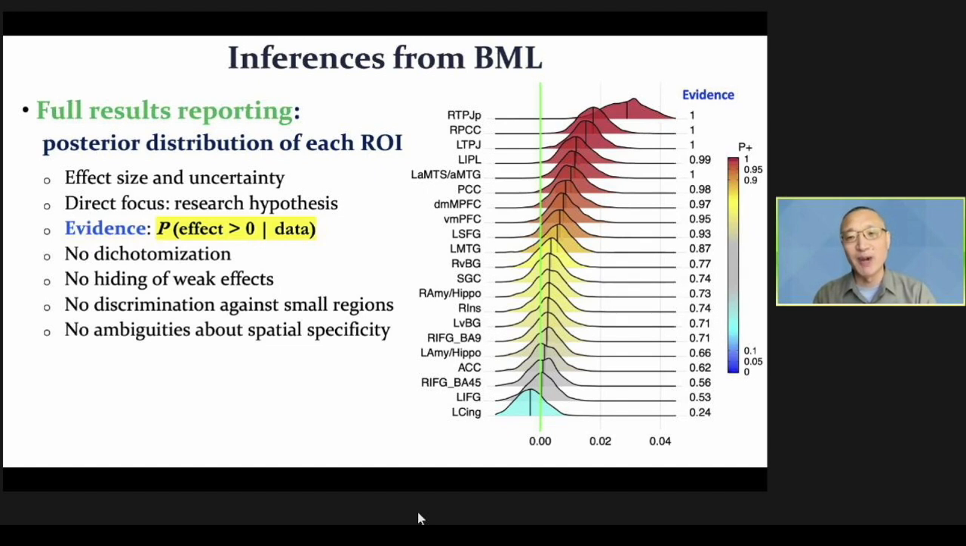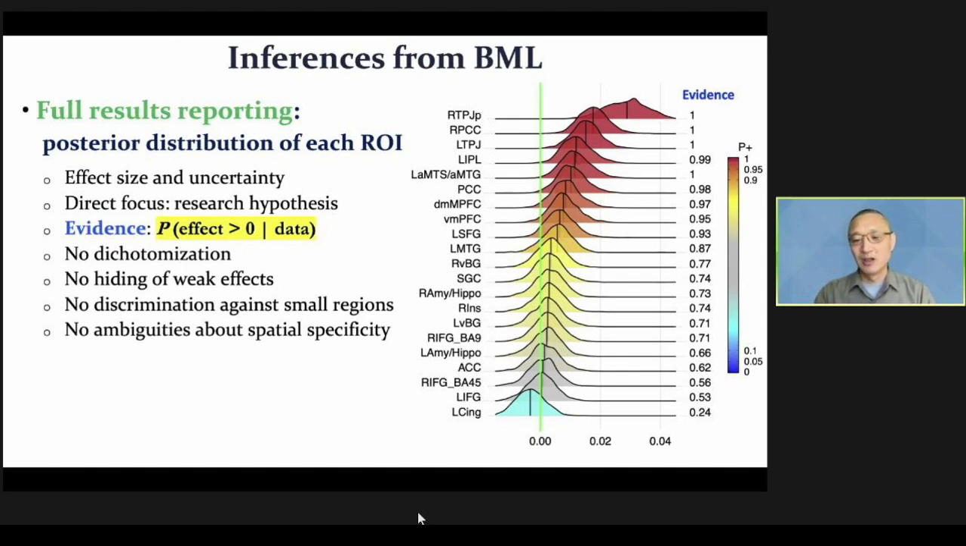So with this model, we solve it, then we get the results. Let's see what we can get out of the model. On the right-hand side, among those 21 ROIs, we show the posterior density plot, the histogram or the distribution of each effect. On the right-hand side of each posterior distribution, you can see a number. That number basically shows the statistical evidence. The green vertical line is the zero effect. So the evidence is the area under the curve on the right-hand side of the green line. So you can present all the 21 regions without filtering, no hiding. The effect size is there, the uncertainty is there. You can highlight some of them, but you don't need to hide the rest, even if the evidence is weak.